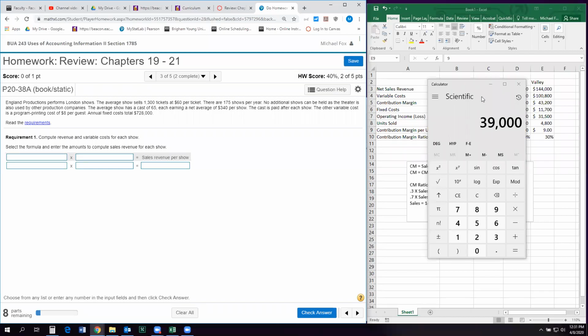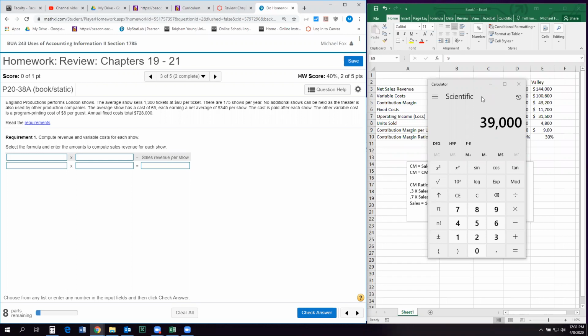All right, so here's the third one, 20-38A. England Productions performs London shows. The average show sells 1,300 tickets at $60 per ticket. There are 175 shows per year. No additional shows can be held, as the theater is also used by other production companies.